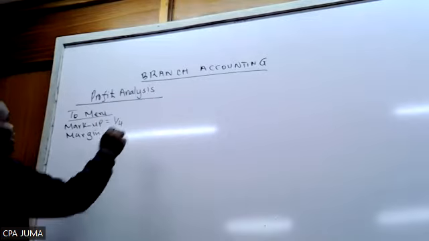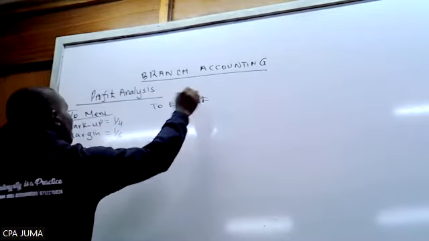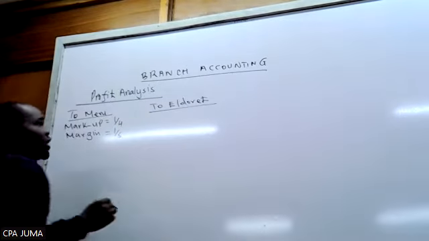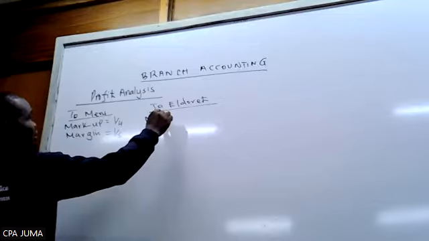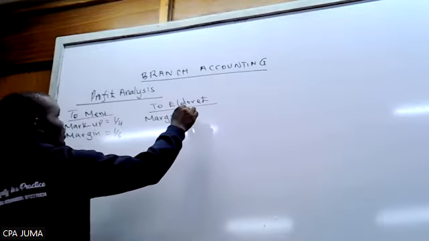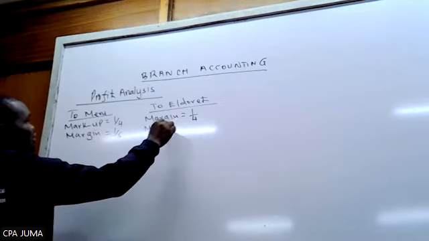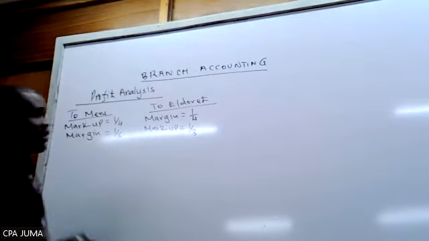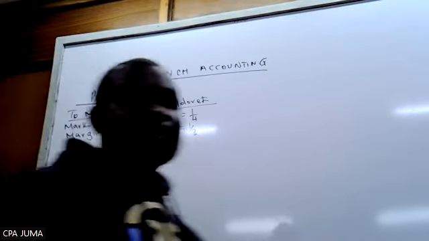Then to Eldoret, how are they sending goods to Eldoret? They were sending at a margin of 1/4. So if margin is 1/4, markup is 1/3. Correct.